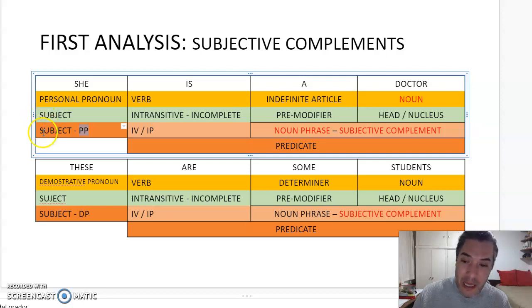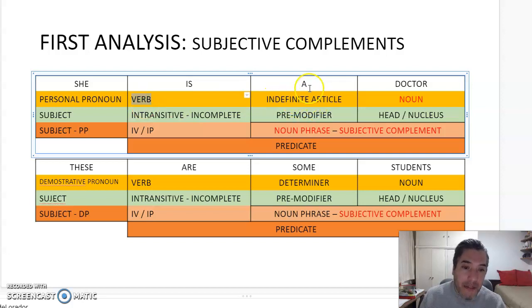Can you see? Subject, verb, personal pronoun, and you have it here in yellow and green. And as regards the verb, remember that the verb could be transitive or intransitive. In this case, we have a verb to be that would be an intransitive verb in complete predication. And it is a verb.